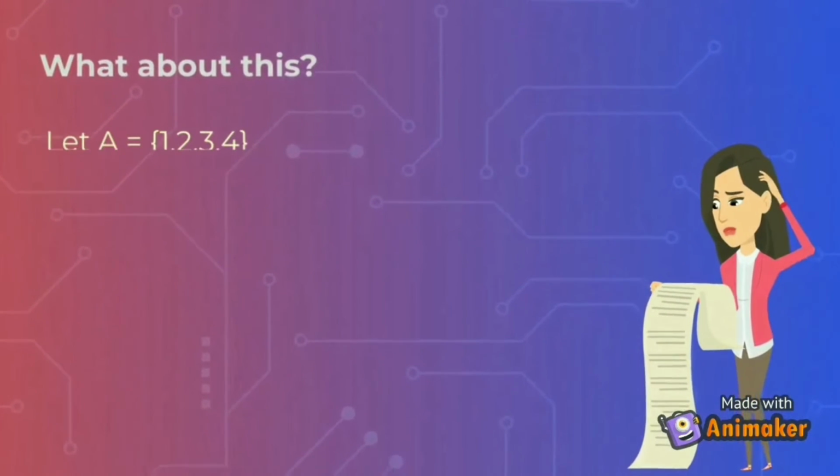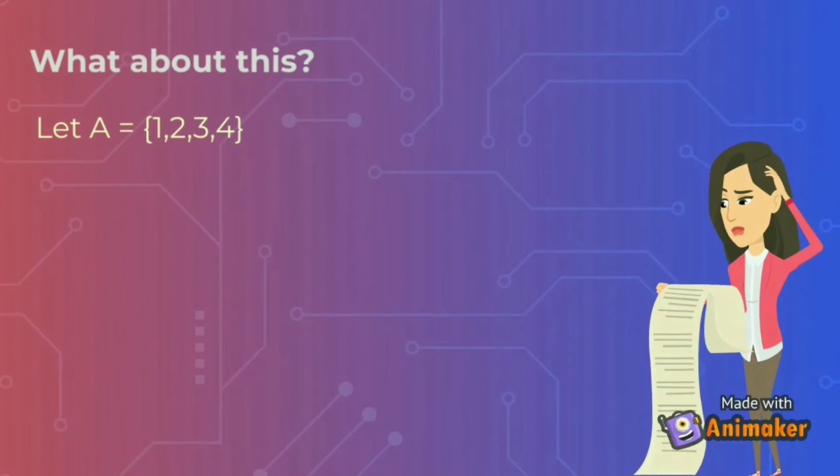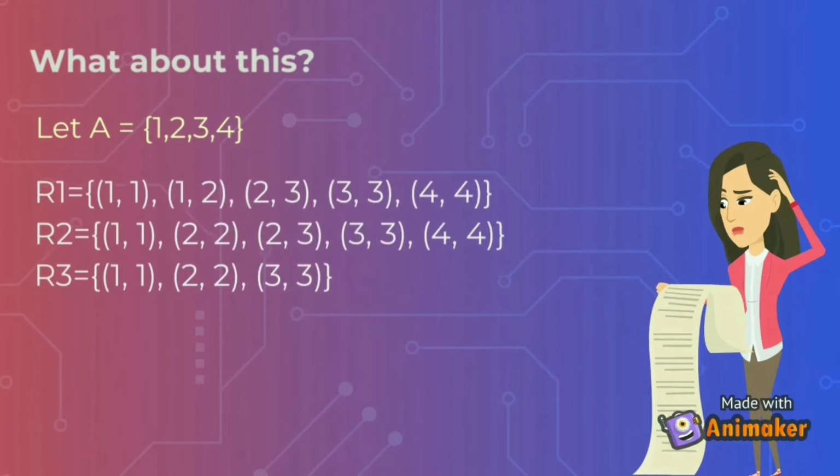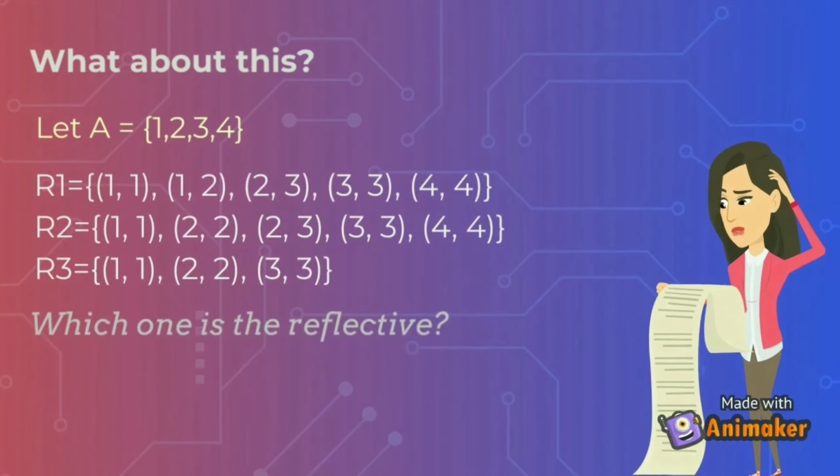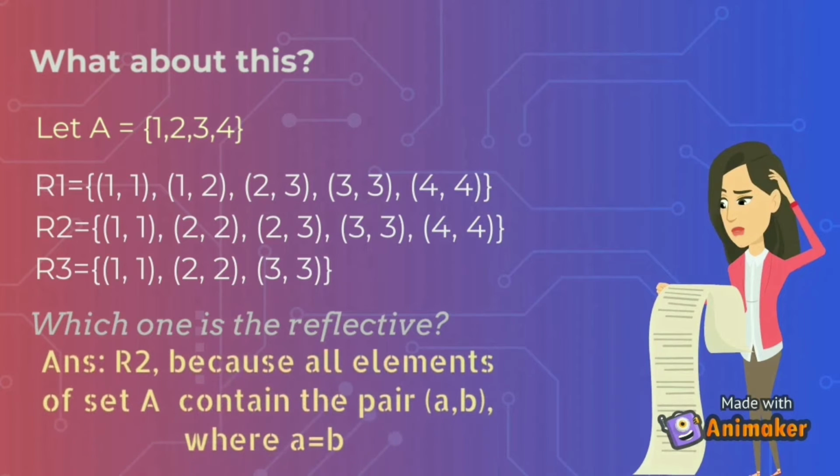So then what about this? Let's say that we still have the set A, which is {1, 2, 3, 4}, and between these three relations, which one is reflexive? We have to find which one amongst these three has all of the reflexive pairs, meaning the relation that has all of (1,1), (2,2), (3,3), and also (4,4). The answer is R2 because it has all the pairs, even though it has (2,3). The relation is still considered reflexive because it already satisfies the condition.